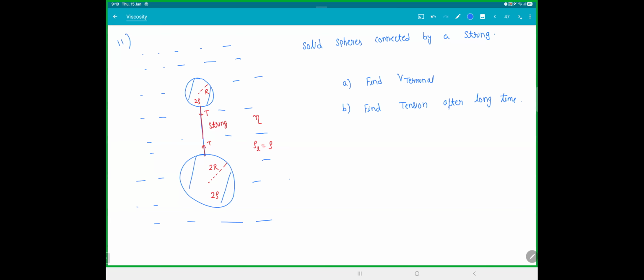So what to do? Start with a free body diagram. The moment you hear the word terminal velocity, it is understood acceleration is zero. So you just have to say net force is zero. How many forces are there? Two mg's, two buoyant forces, two viscous forces. Tension is internal, so take the two balls as one system and draw the FBD. So the two mg's are balanced by two viscous forces and two buoyant forces, and done, you'll get terminal velocity directly from there.